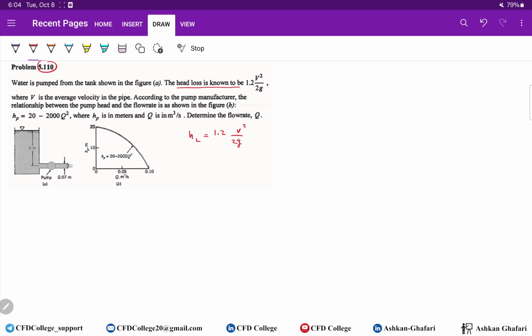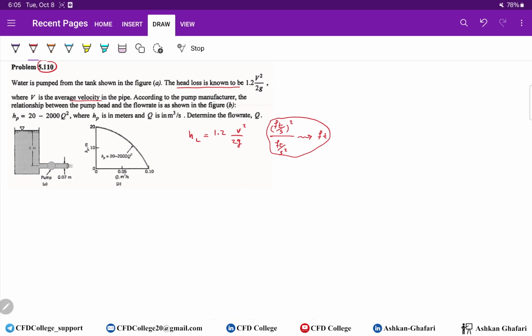Be careful about the unit, where V is the average velocity in the pipe. So V is feet per second, which is squared, and we have gravity, feet per second square. So in total we have feet. So this term can be added and used in energy equation because it has the unit.